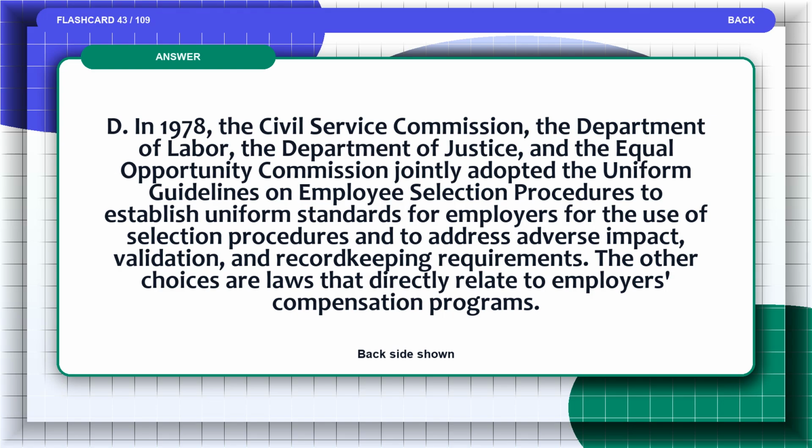The answer is D. In 1978, the Civil Service Commission, the Department of Labor, the Department of Justice, and the Equal Employment Opportunity Commission jointly adopted the Uniform Guidelines on Employee Selection Procedures to establish uniform standards for employers for the use of selection procedures and to address adverse impact, validation, and record-keeping requirements. The other choices are laws that directly relate to employers' compensation programs.